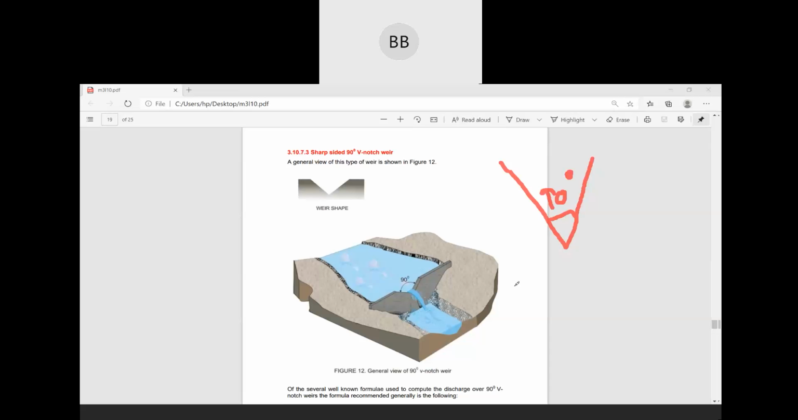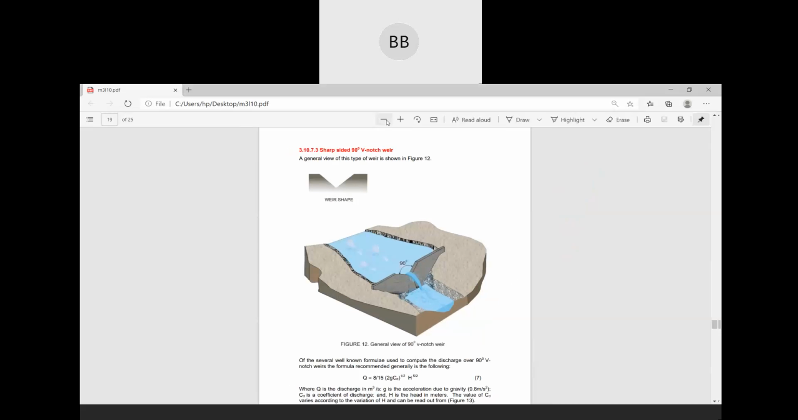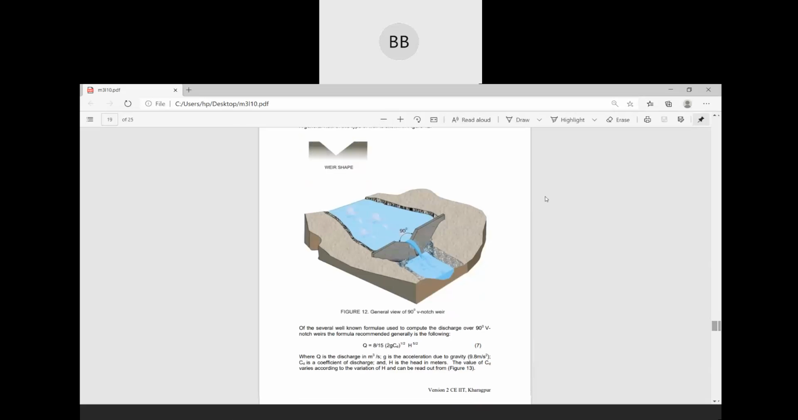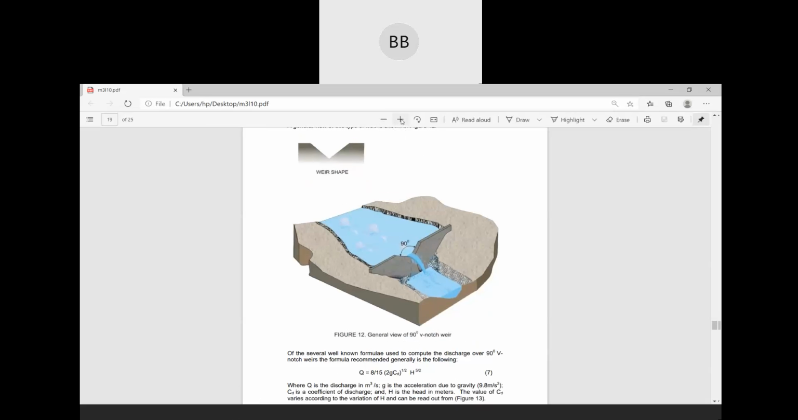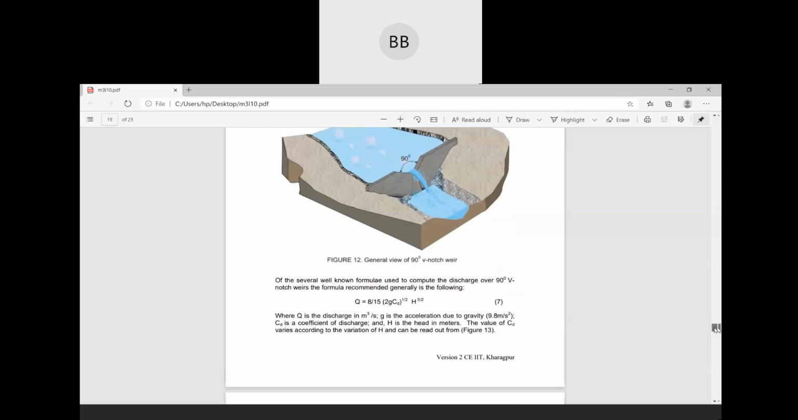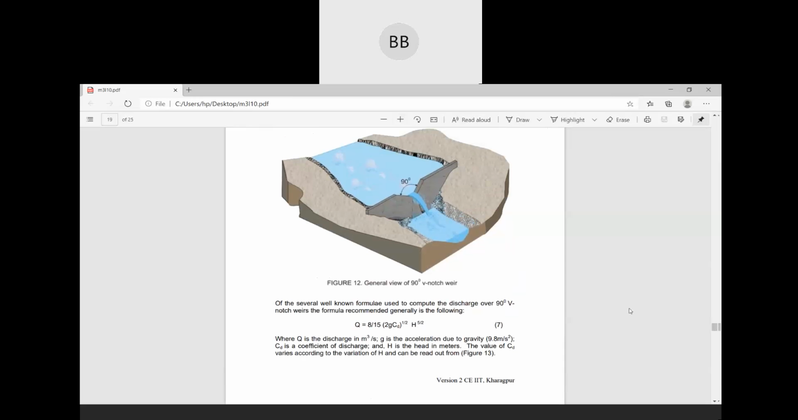The first one is your rectangular, second is trapezoidal, this third one is your triangular, and all the three are sharp crested weirs. And you write down this equation, that is equation number 7. Q is equal to 8 by 15 root 2 g Cd H to the power 5 by 2.